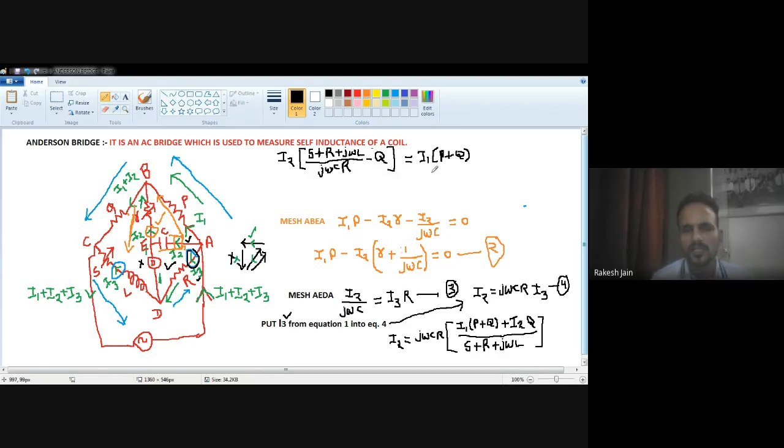So I2(s + r + jωL − q) is equal to I1(p + q). Now I can divide this equation. Let's suppose this is my equation number 5, and I just want to divide equation number 5 by equation number 2, which is this one.